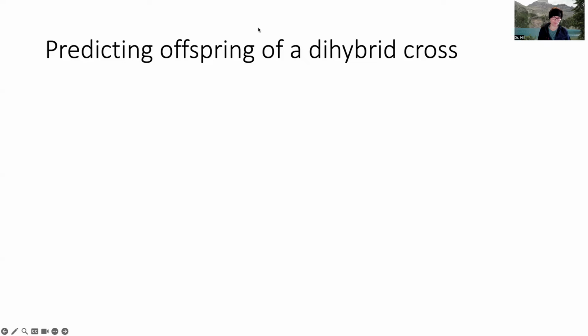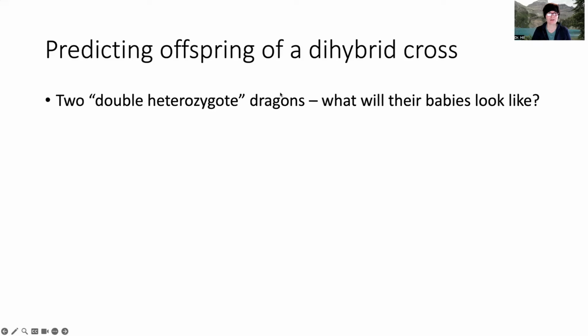Okay, so one way to describe what I'm going to show you is a dihybrid cross, predicting the offspring of a dihybrid cross. And that's one of the ways it's described in textbooks. What does this really mean? In simpler terms, if we are taking two double heterozygotes and crossing them together, it is a way to predict what their babies will look like.